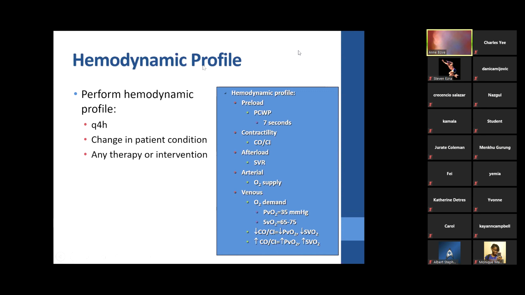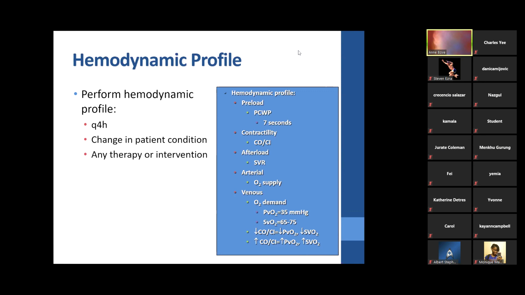Now, a hemodynamic profile is going to tell you, you're going to look at the 3 components of perfusion. So preload is reflected by the wedge. Contractility is reflected by the cardiac output, cardiac index, and your afterload is your SVR. So those are the 3 components of perfusion.